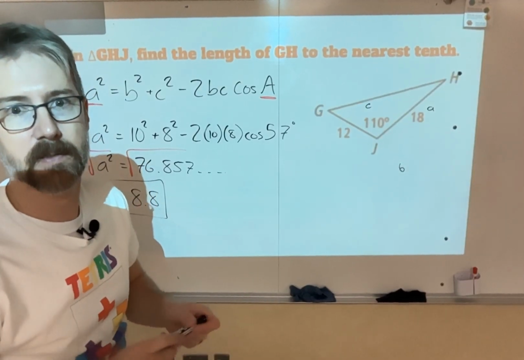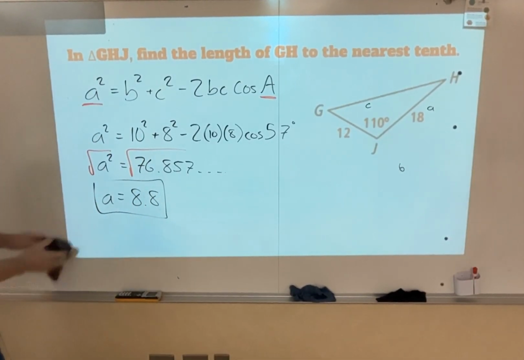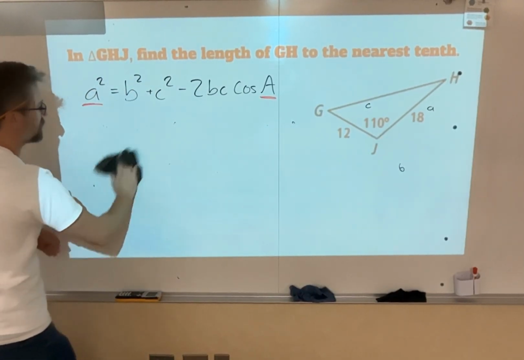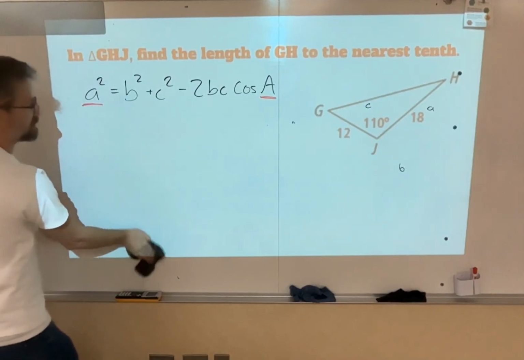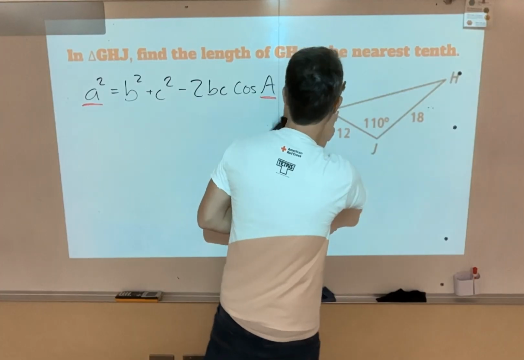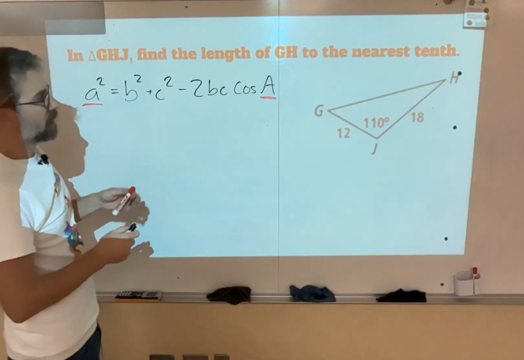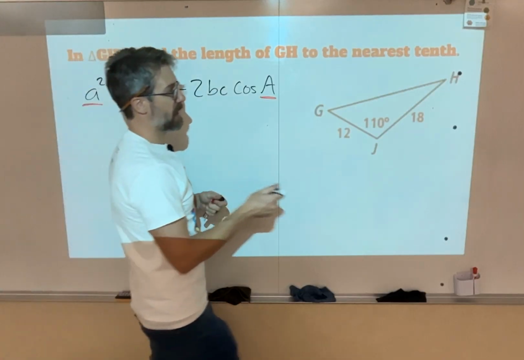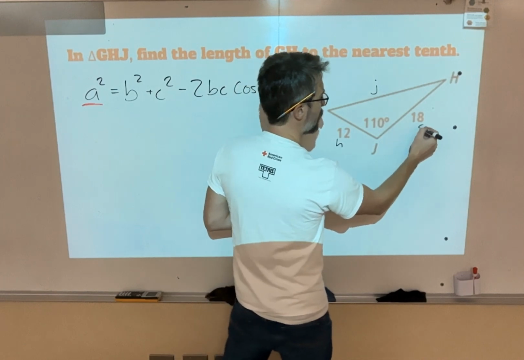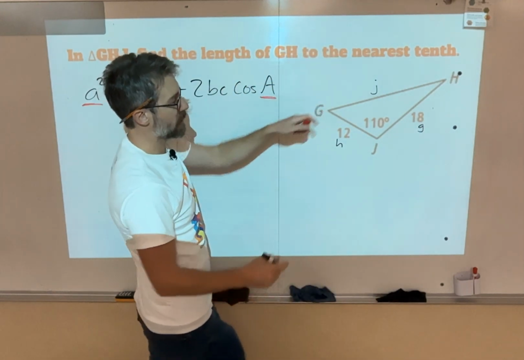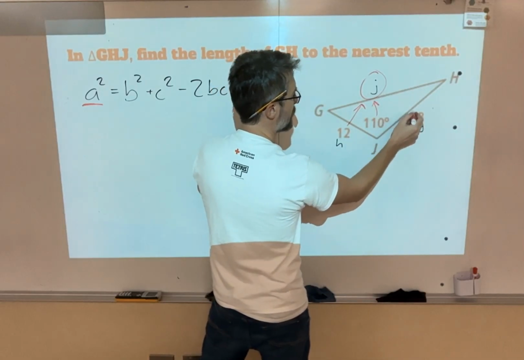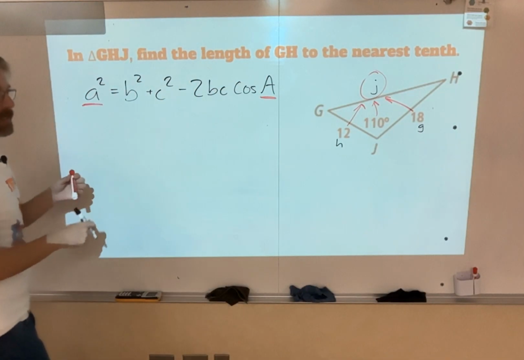All right, next one. Okay, so now we've got an example where it's not A, B, and C. It's different letters, so this is going to be good. We'll see how this relates to our A, B, and C formula. All right, I'm going to start out labeling my sides. This is going to be lowercase j, this will be lowercase h, and this will be lowercase g. And we want GH, which is actually side J, right? So I'm using these three things to figure out what side J is.